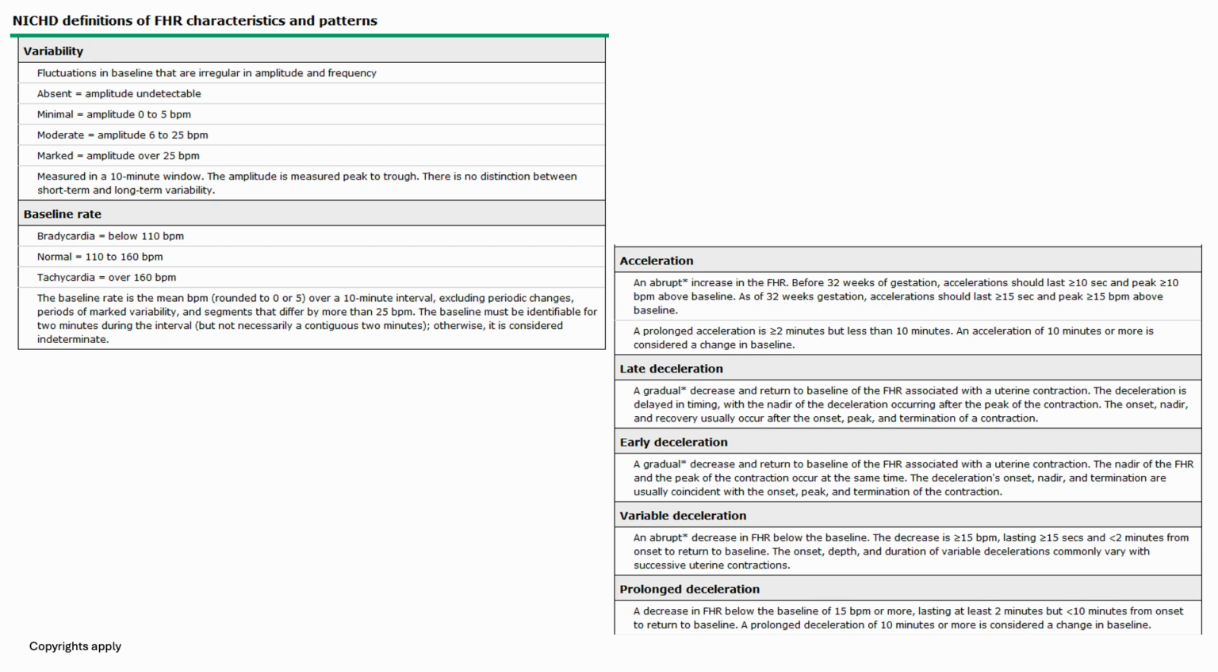So it is important that you know the NICHD definitions of fetal heart rate characteristics. All of you will have to take a competency on this before you go to an Antepartum, but it's good to be able to identify the variability, fetal heart rate, baseline rate, what's normal, what's abnormal, accelerations, decelerations, late, variable, early, and prolonged.